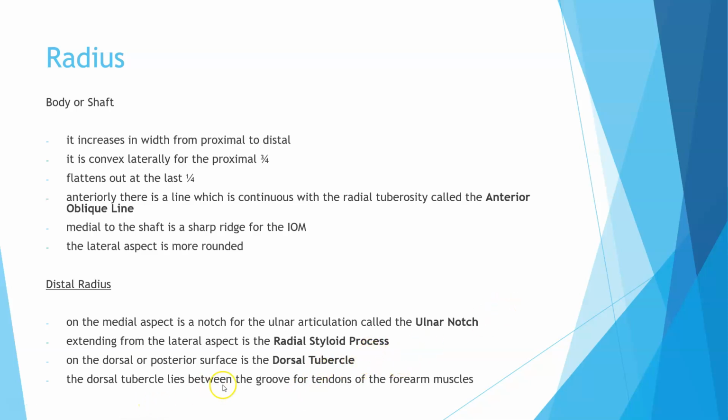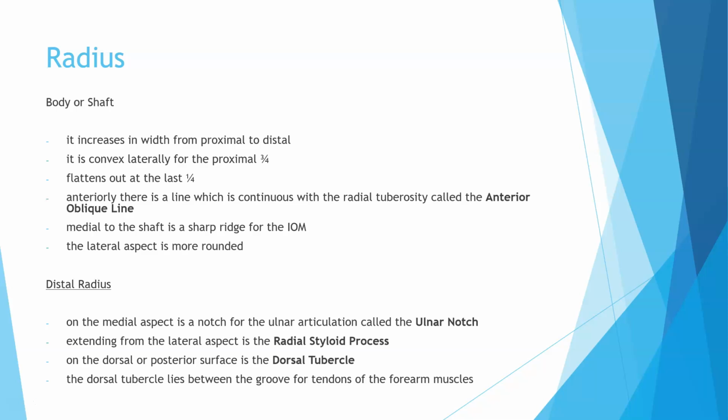On the dorsal or posterior surface is something called the dorsal tubercle. This tubercle lies between the grooves for the tendons of the forearm muscles. This will play a bit of a role when we're discussing the tendons of forearm muscles, as this separates them. But this also has a name. It's known as Lister's tubercle.